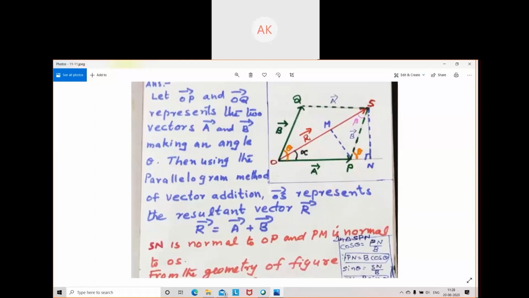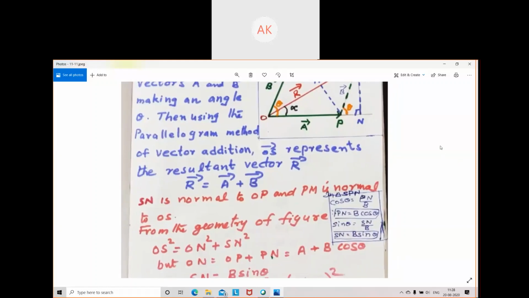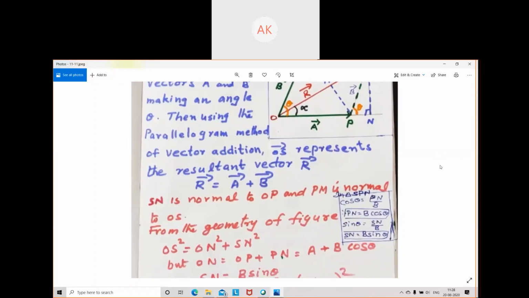So in the figure you can say vector R equals vector A plus vector B, but that is not enough. That is just a statement. You have to find out the magnitude. The magnitude equation is there, the derivation is there, so find the magnitude.